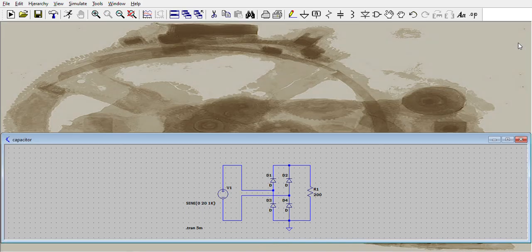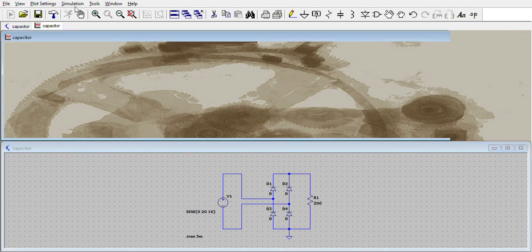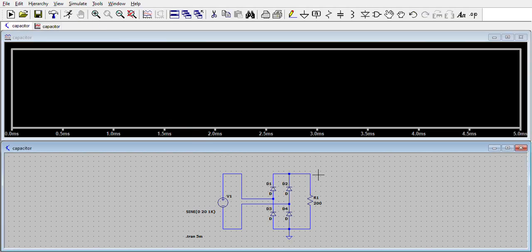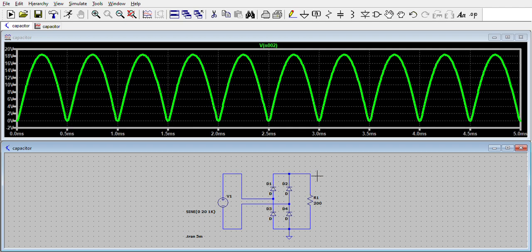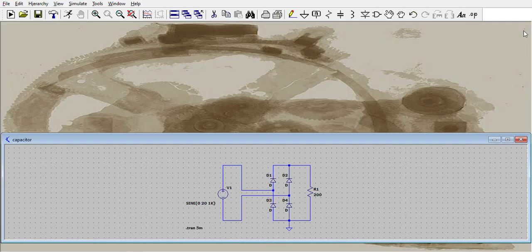Next, we would like to measure the output of the circuit, and as you can see, we also got a sine wave, but in this kind of form. The average voltage for this output in this circuit is 11.263 volt. Move on to the next circuit.